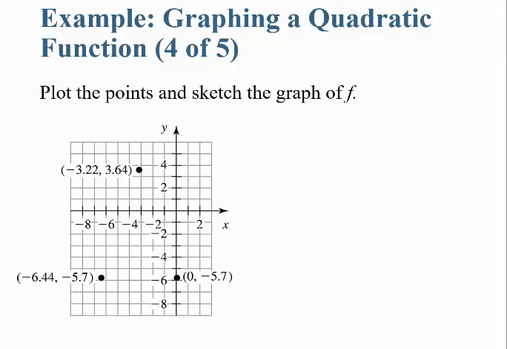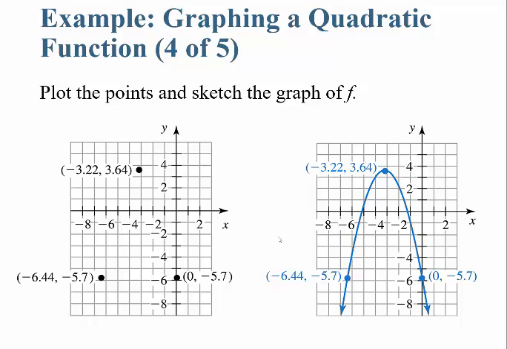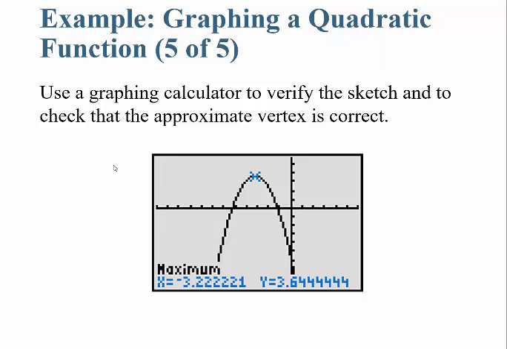So plot the points and sketch the graph. Here's the vertex. Here are your two symmetric points, (0, negative 5.7) and (negative 6.44, negative 5.7). Now look, you can draw a nice curve through those points, just like that. You can use a graphing calculator to verify the sketch, and you'll see that it works out just fine.